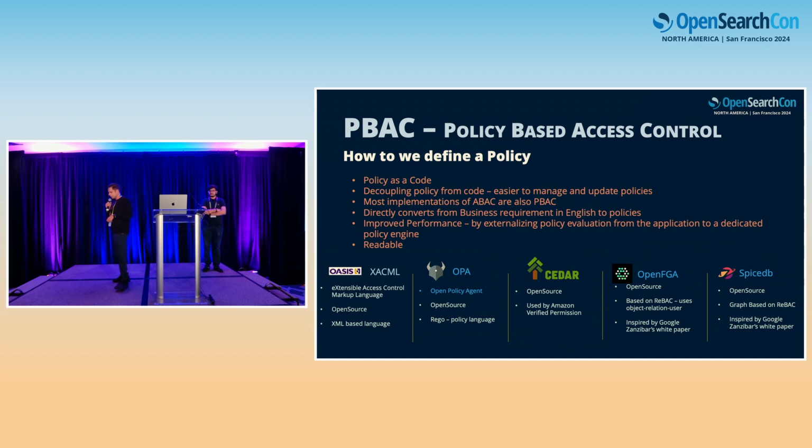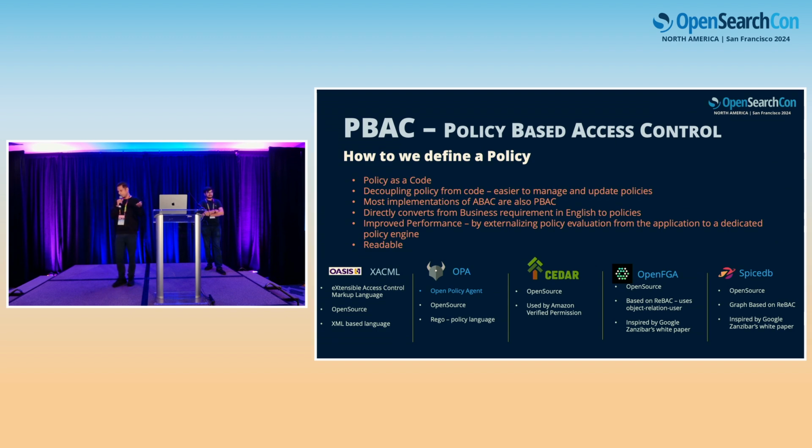So these are some of the implementations of PBAC. It goes back to the SAML world. The analogous protocol to SAML is called XACML, Extensible Access Control Markup Language. It was open source and XML based. It was heavy. Then came the need for some lightweight JSON-based protocols. OPA, Open Policy Agent, is one such. It's open source and uses the Rego policy language. There's Cedar, which is open source, managed by Amazon, and already adopted by Amazon Verified Permissions.